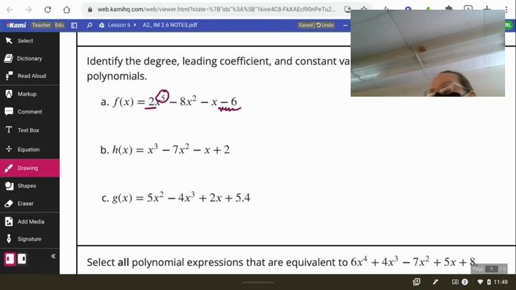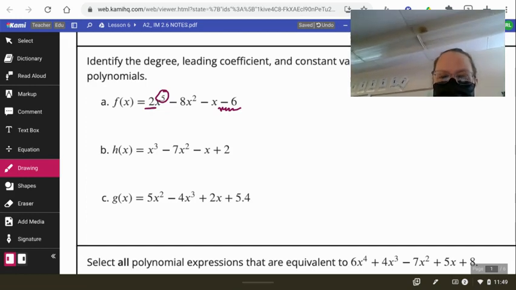Okay, part B. What's our degree in letter B? What is our degree? The biggest exponent? 3. Our leading coefficient? Yeah, there's nothing written here, but it's a 1 out in front, right? What's our constant? 2.